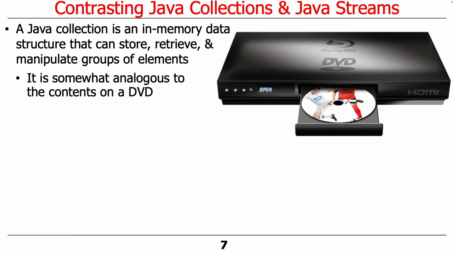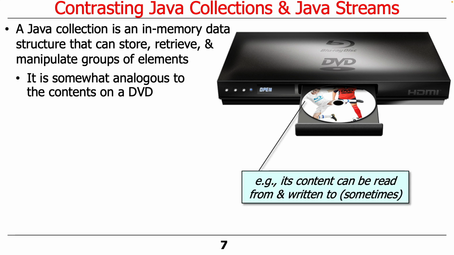You can sort of think about a collection as something like the contents on a DVD. It's not a perfect analogy, as we'll talk about later, but the basic idea is that the information is stored someplace, and you can read and write to the contents in the DVD. Usually read from, of course, in a DVD, but you can also write to it if you have a writable DVD.